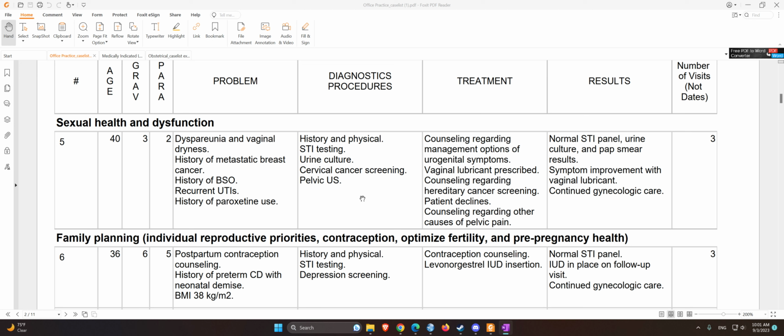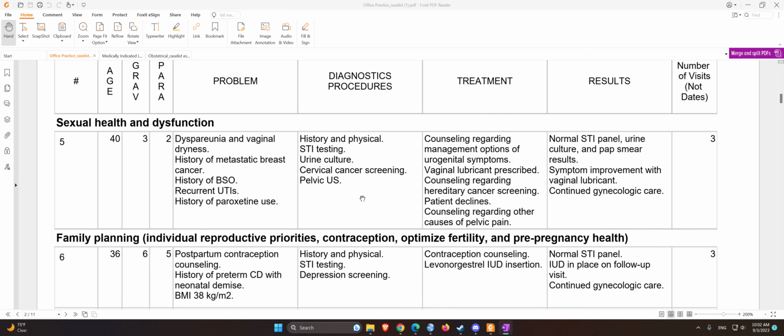I would then consult GYN oncology for possibly starting the patient on topical estrogen as a second line management option with the failure of the vaginal lubricants. Are there any other available options for this patient? I would have to look that up.